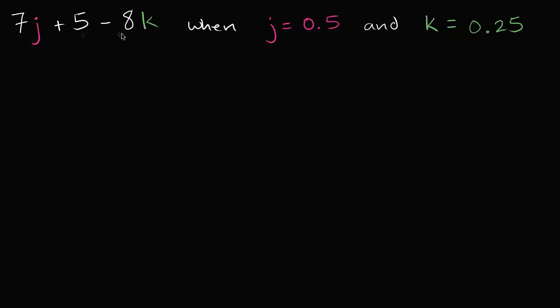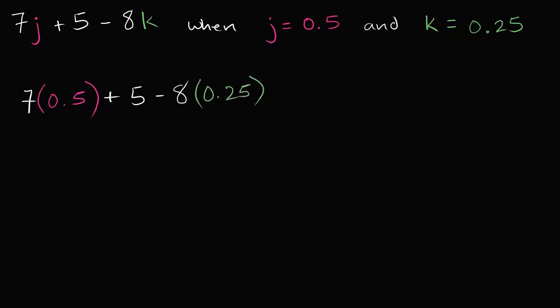Alright, so if we want to evaluate this, everywhere we see a j, we want to replace it with a 0.5, and everywhere we see a k, we want to replace it with a 0.25. So let's do that. This is going to be 7 times, and instead of j, I'm going to put a 0.5 in there, and then we have plus 5 minus 8 times k, and k we're saying is 0.25. So what is this going to be equal to?